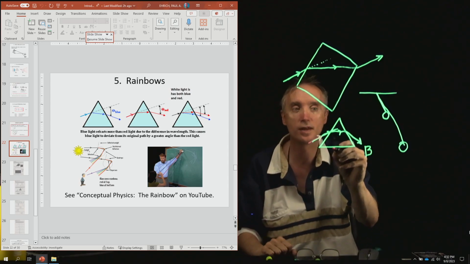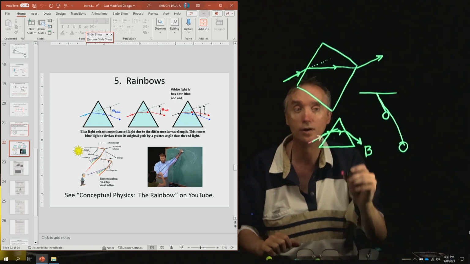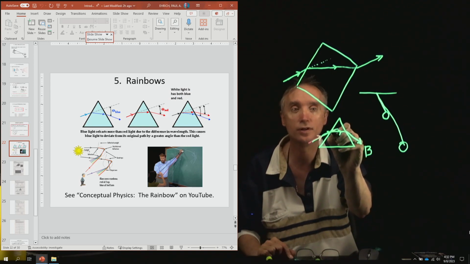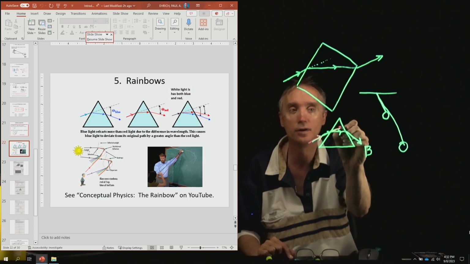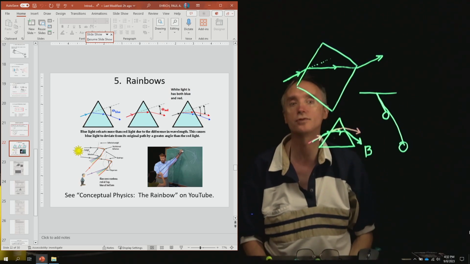But notice that when it goes through, evidently, it's not interacting as strongly with the atoms. So it does bend when it gets into this part right here, but not as much. And so again, when it comes out, it doesn't bend as much.